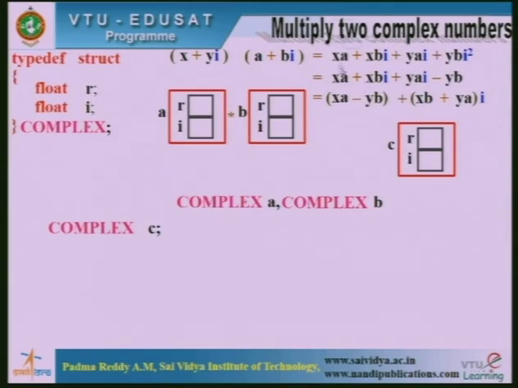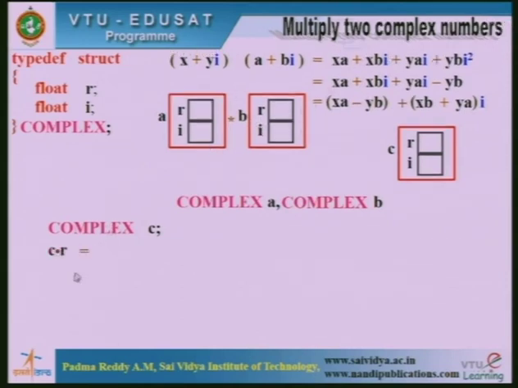Now let us see how to implement that multiplication of two complex numbers using the C program. Now let me take c dot r, the real part. How do you get the real part? c dot r, this is the real part. If you observe xa, what are x and a? x is the real part of the first number, a is the real part of the second number. That means the real part of the first number has to be multiplied with the real part of the second number.